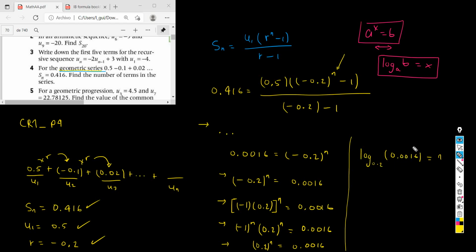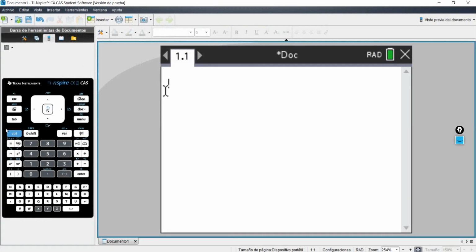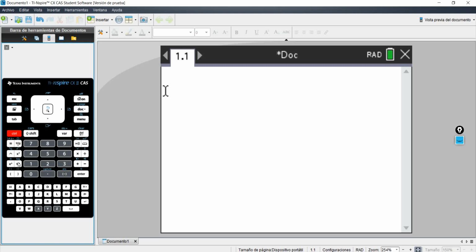So let's go to the TI. So here we go. The logarithm is right here, as you can see, it's right there. So let's press Control. Let's press that key. Logarithm. We have the structure logarithm base blank of blank. So let's write down logarithm base 0.2 of 0.0016. Enter, and the answer is 4.